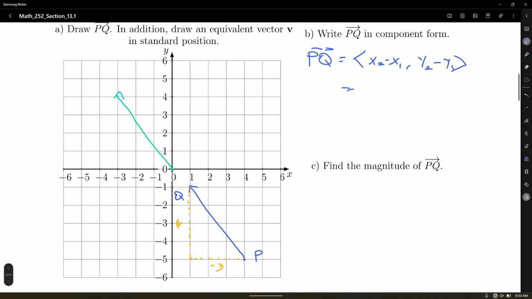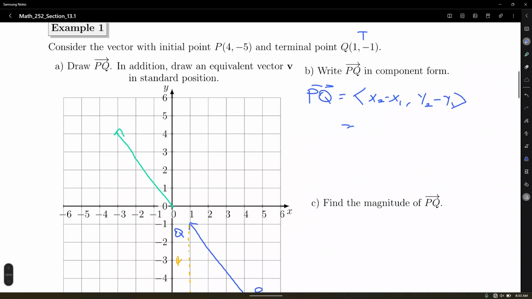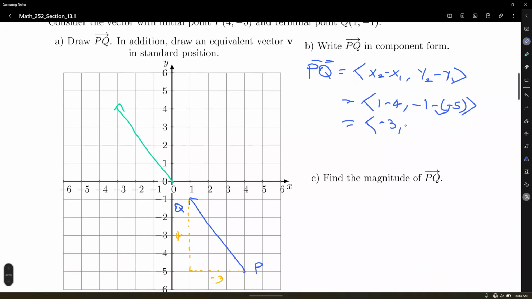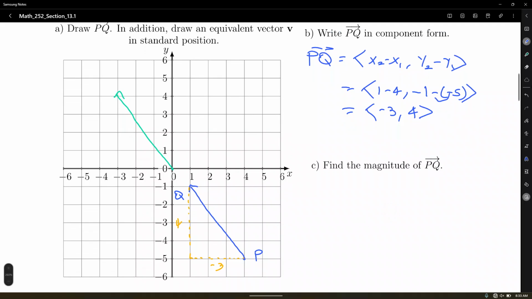Okay, so careful. This is the terminal, this is the initial. 1 minus 4, comma, negative 1 minus negative 5. Careful with these negative signs. Okay, 1 minus 4, is that negative 3? And the negative 1, the smile rule, negative 1 plus 5 is 5 minus 1 equals 4. Does that match with the components of the vector we did by hand? It better, all right? If not, double check your signs.